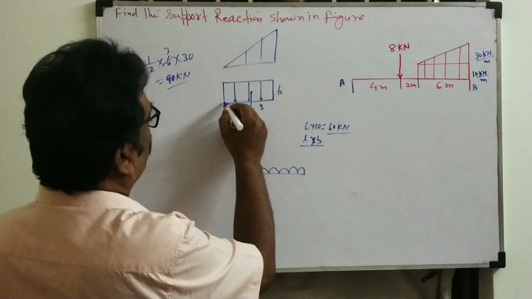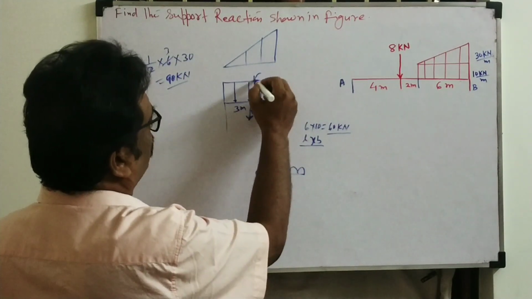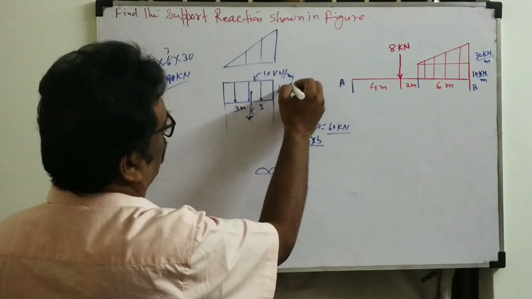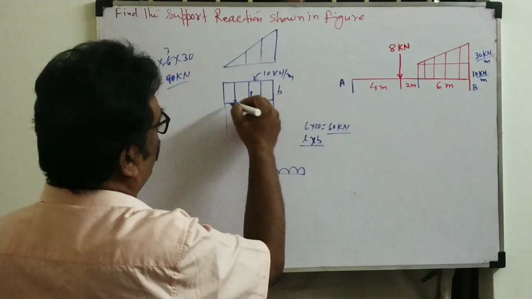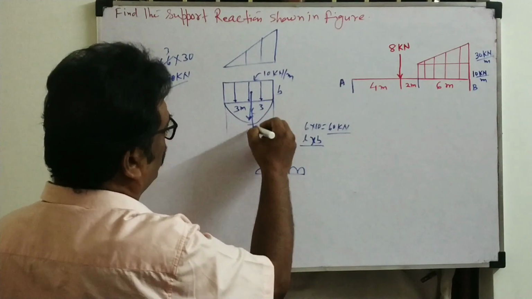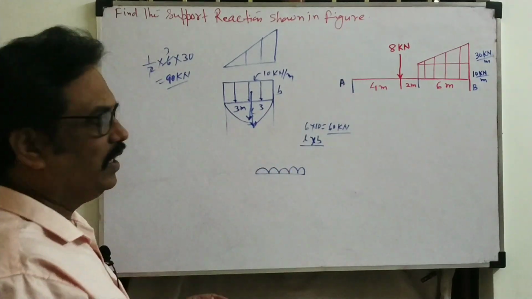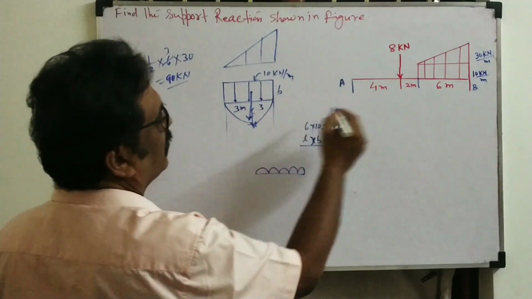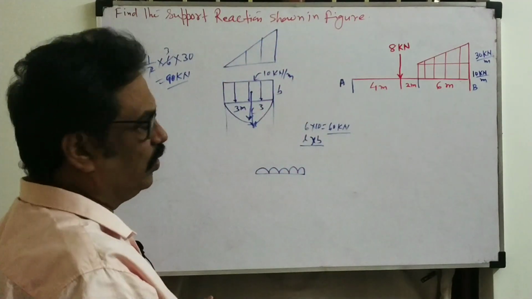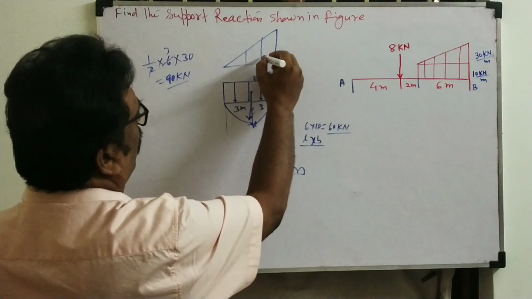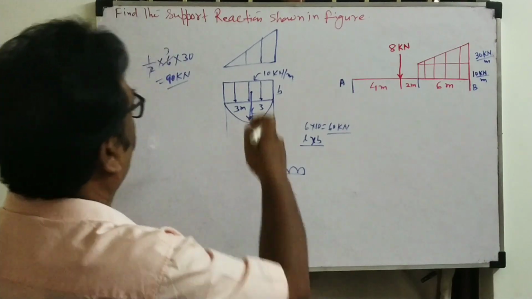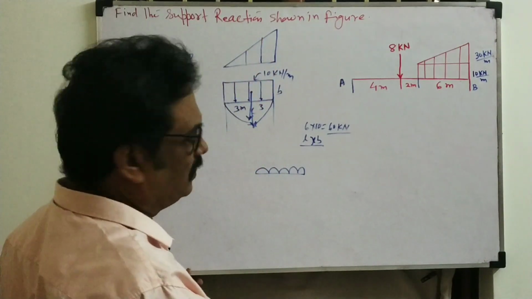Another concept: suppose the load is 10 kilonewton per meter. Then the load will act in the middle, because if we consider the deflection, the maximum deflection is in the middle only. That means the load will act at the middle point, at 3 meter. Same for the UVL, how will the load act? I discussed that the load will act at the CG point. So we will find the CG point for the triangle.